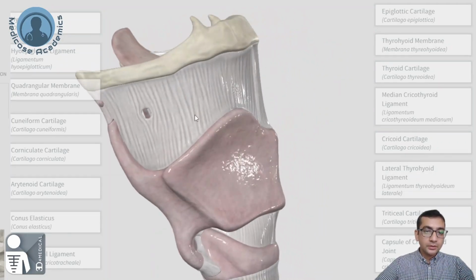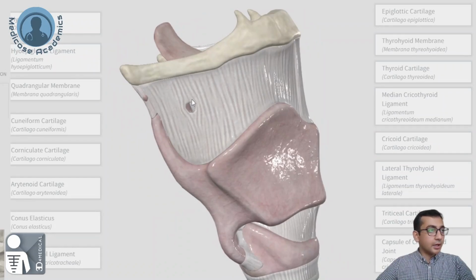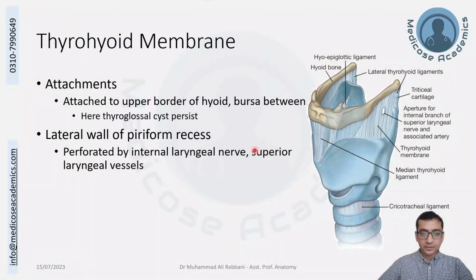There is an opening on the side that allows for the arteries and nerves that are going to the inside of the larynx. We will discuss them with the vascular supply. This is a question that is asked. What are the structures that are piercing the thyroid membrane? That mostly includes the internal laryngeal nerve and superior laryngeal artery and the accompanying vein. We will discuss them as we will be talking about the arteries. And it is forming the lateral wall of the piriform recess.